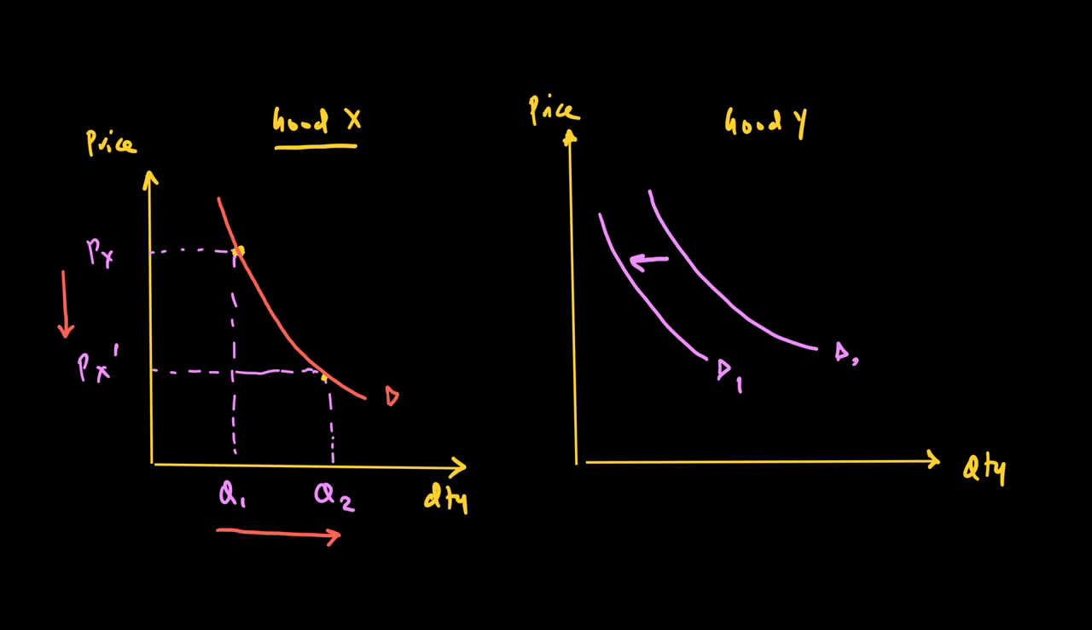Hence, for good X, there is what we call a price factor working in place. When the price goes down, the quantity demanded goes up. For good Y, however, there's a non-price factor happening, where we are basically going to buy less of the good because the good is becoming relatively expensive compared to the substitute, which is good X.